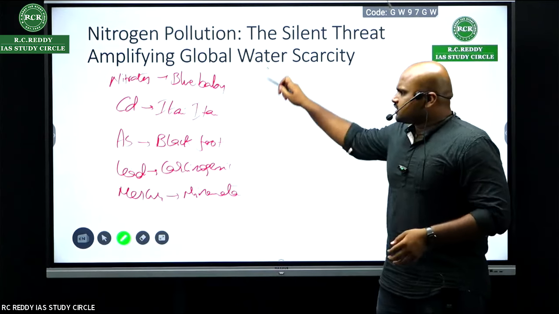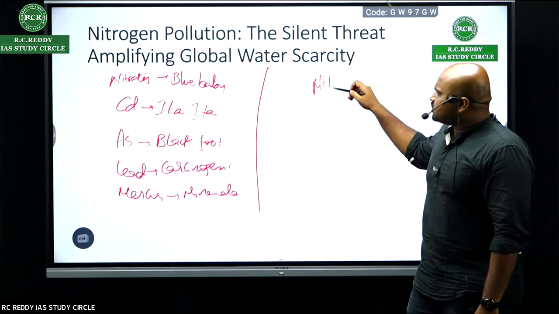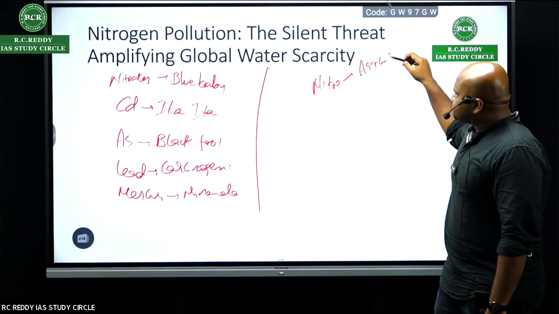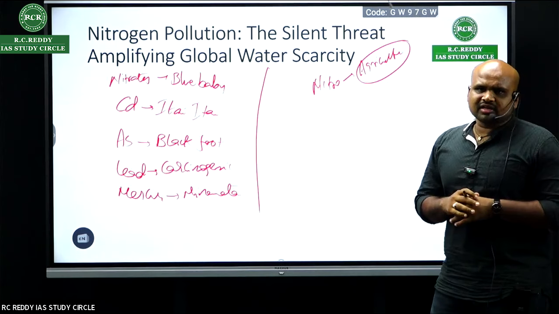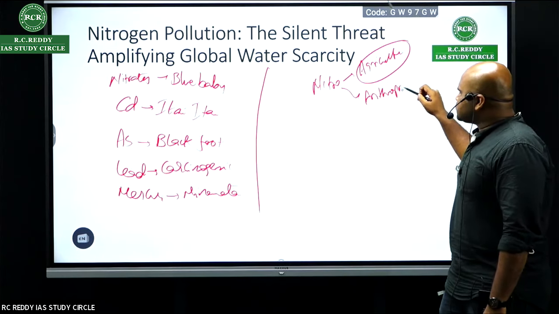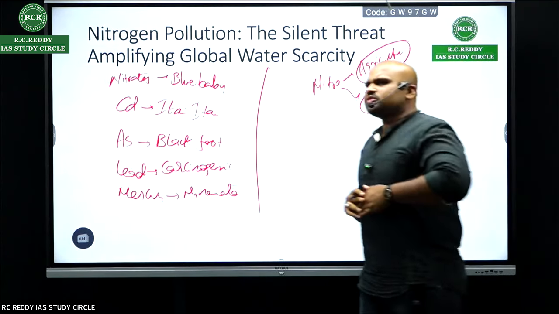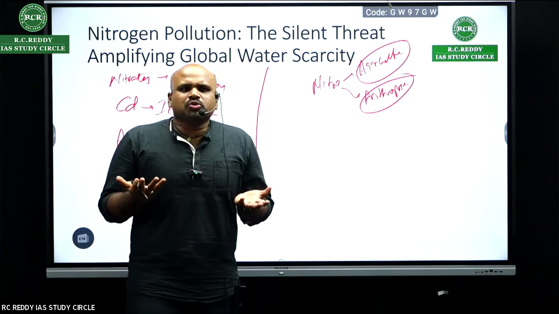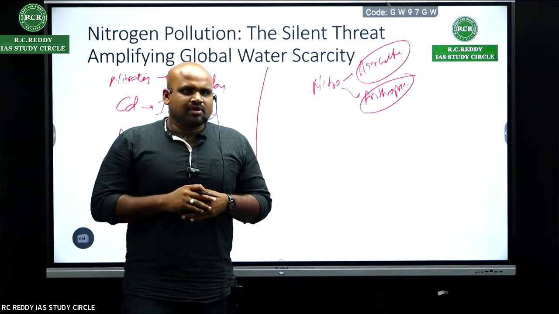Now once I understand this, I see that nitrogen pollution majorly is seen from agriculture. Not only from agriculture, but I also have anthropogenic emissions being the reason for nitrogen pollution. And how does this become a problem in the context of water pollution? The whole of your eutrophication problem was what, my dear? Majorly adding nitrogen.